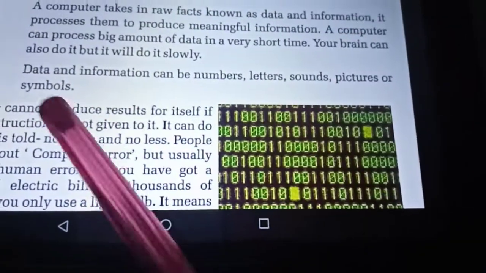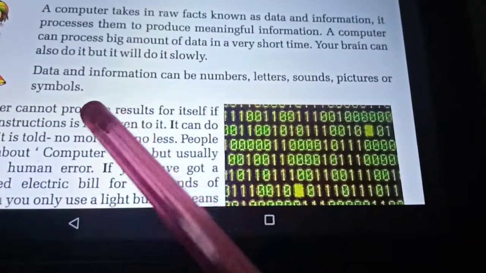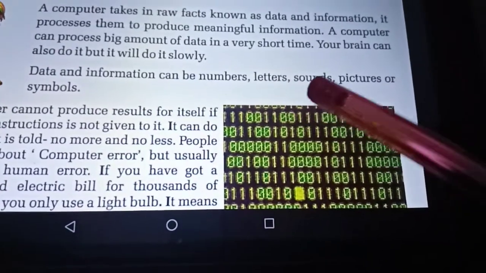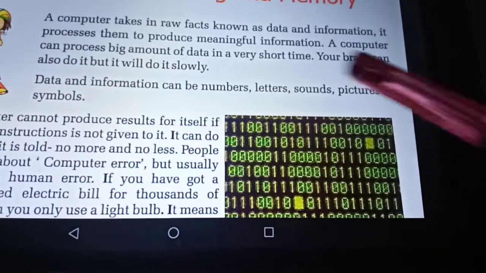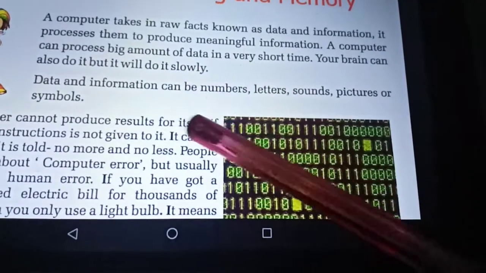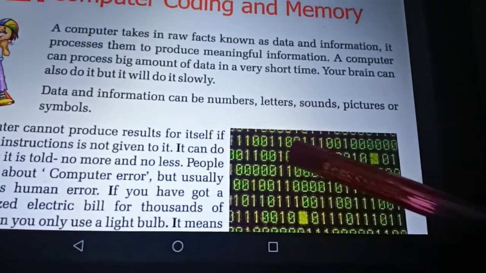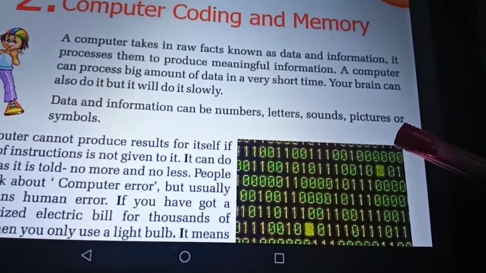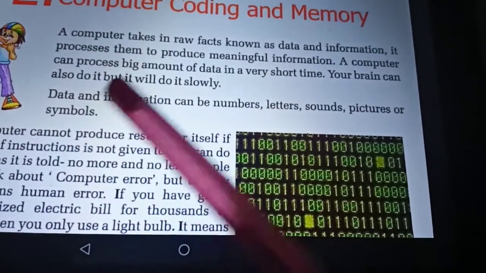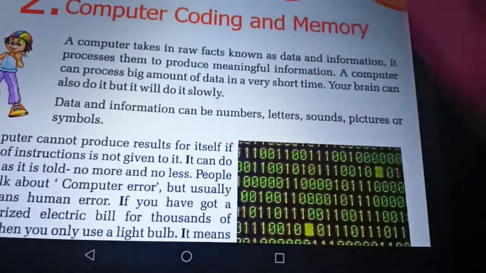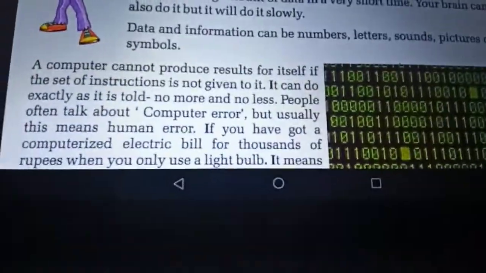And we can contain data in the form of numbers, letters, sounds, pictures or symbols. Numbers like 1 to 9, letters A to Z, any sounds, music sounds, any pictures or symbols. Symbols like and, less than, greater than, and so on.